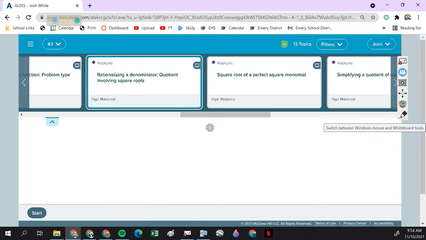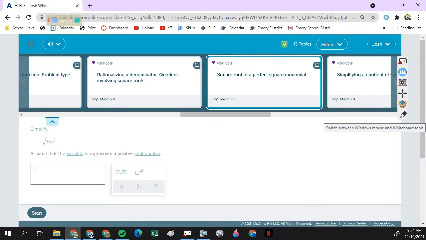Okay, we can do that one. Well, let's look at this. What is the square root of 9w to the 4th going to be? Well, the square root of 9 is 3. Nothing left on the inside. How many w's can I bring out? 2. What's left on the inside?